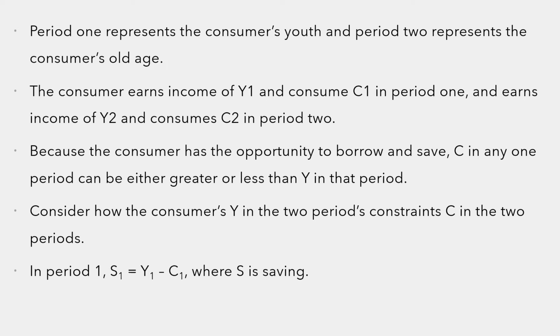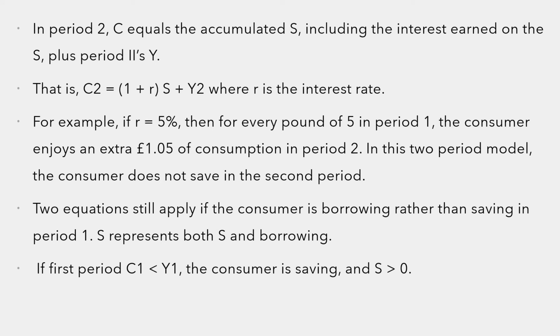In period 1, S1 is equal to Y1 minus C1. That is, saving in period 1 would be determined by your income minus your consumption in period 1. And here S is saving, Y is the income, and C is your consumption. In the case of period 2, C2 equals accumulated saving including the interest earned on the S, plus period 2 income Y2. This means that you have taken into consideration the interest that you earn as well. So C2 is equal to (1 plus R) times S plus Y2. Here R is the interest rate.